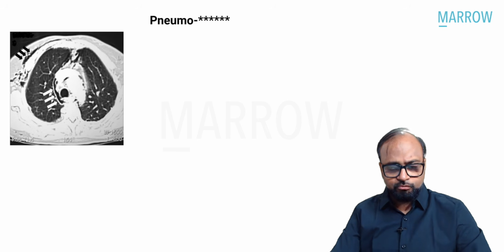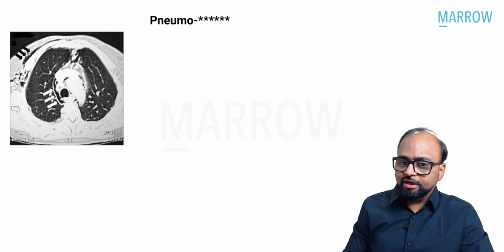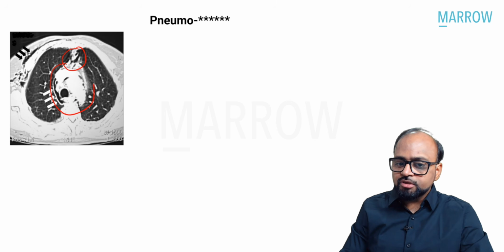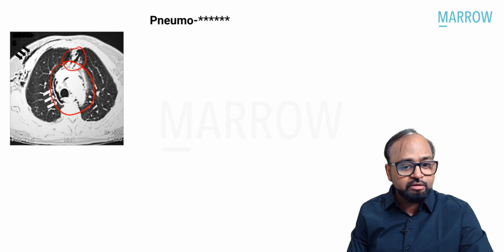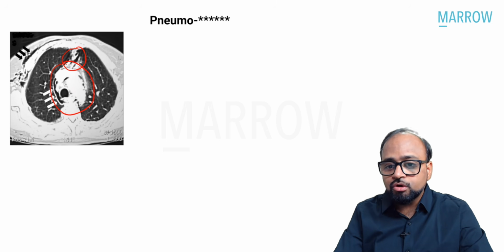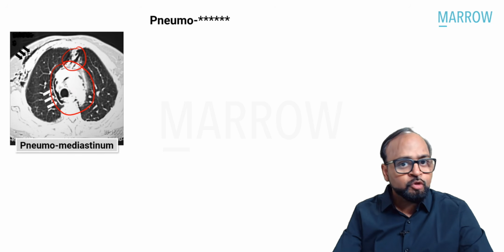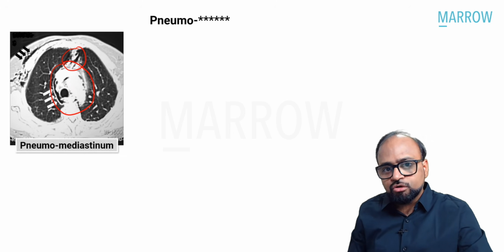So when there is an abnormal accumulation of air, when you find air within the mediastinum, in the anterior mediastinum as well as around the great vessels, this is what is called pneumomediastinum. Pneumomediastinum mainly is a result of trauma, so from rib fractures and lung injuries.